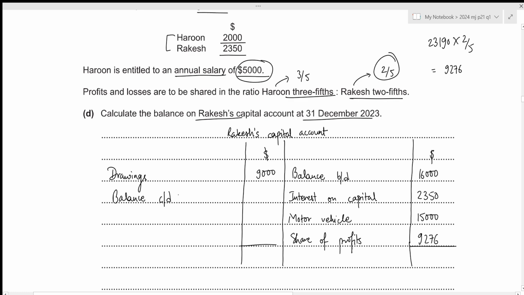Now, in order to figure this out, we first need to calculate the total from the credit side. So that's 16,000 plus 2,350 plus 15,000 plus 9,276, which results in the value of 42,626. Now, in order to calculate the closing balance, we just take the total and subtract the drawings. So that will be 42,626 minus 9,000. This results in the value of 33,626. That is all for the fourth part. Let's move towards the next one.